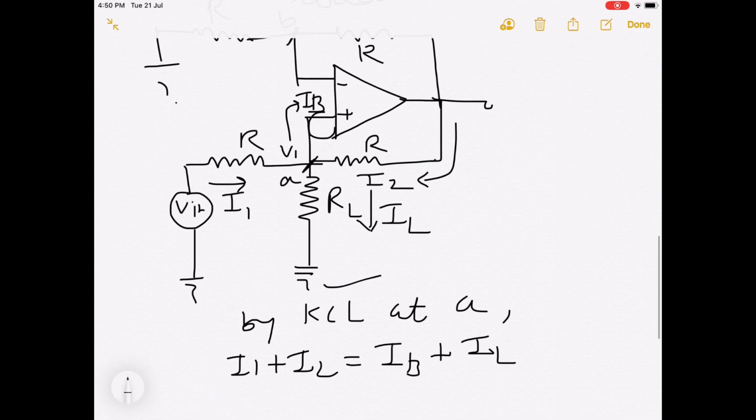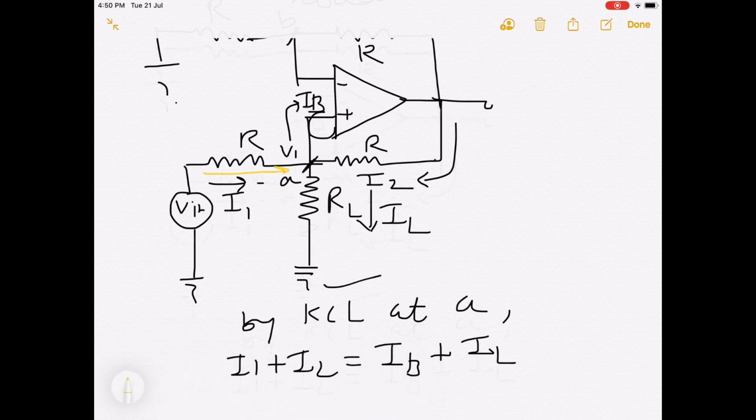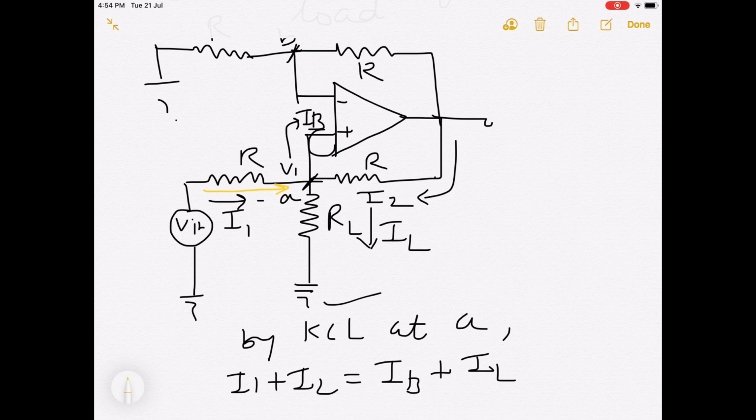See this diagram, I1, suppose I am using this different color. So, this is your current I1 plus I2. I2 is feedback current here. So, I1 plus I2 is equal to IB plus IL. So, this IB is going out and this IL is going out. So, by using KCL we can write like this, IB plus IL.